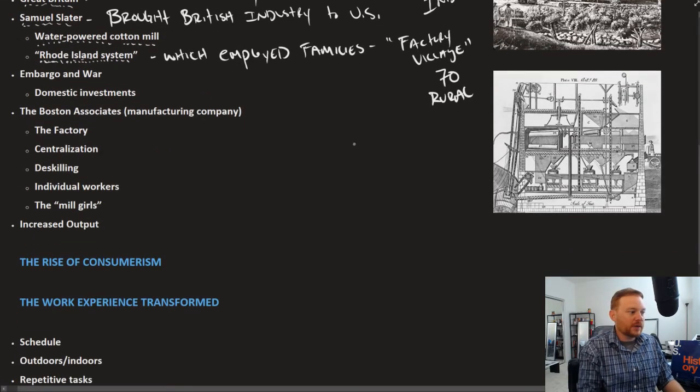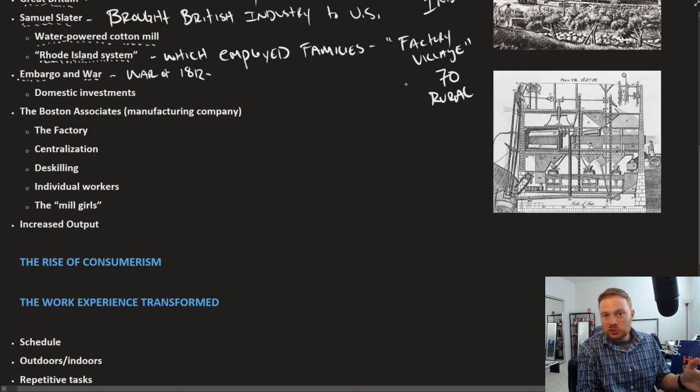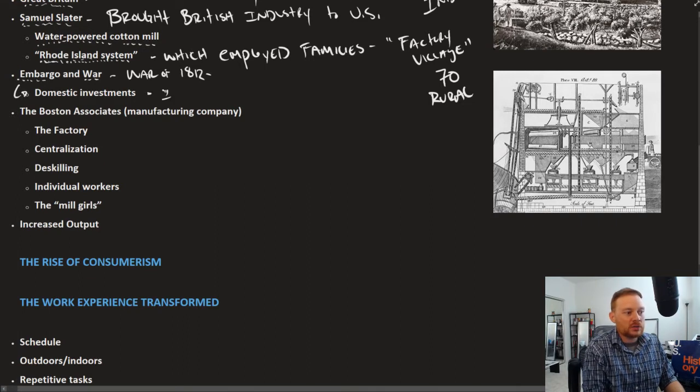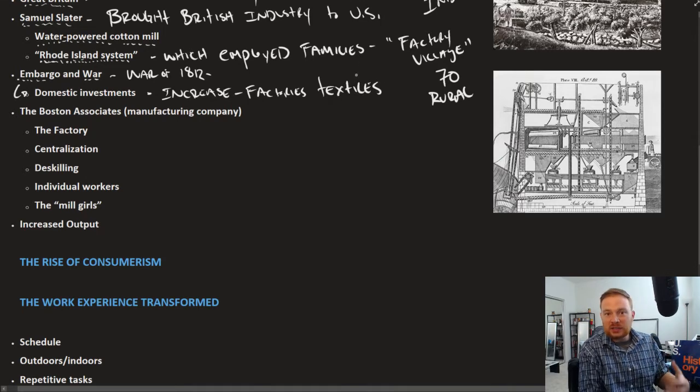Now, political events. Recall, this is going to bring us back to last chapter, chapter 8. The embargo by Thomas Jefferson and the War of 1812 severely limited overseas trade. And so a lot of that money that would have typically gone to trade instead went to domestic investment. So there was an increase in domestic investment, specifically in factories that produced textiles, and textiles were incredibly lucrative. Again, a textile is anything that is made out of cloth.